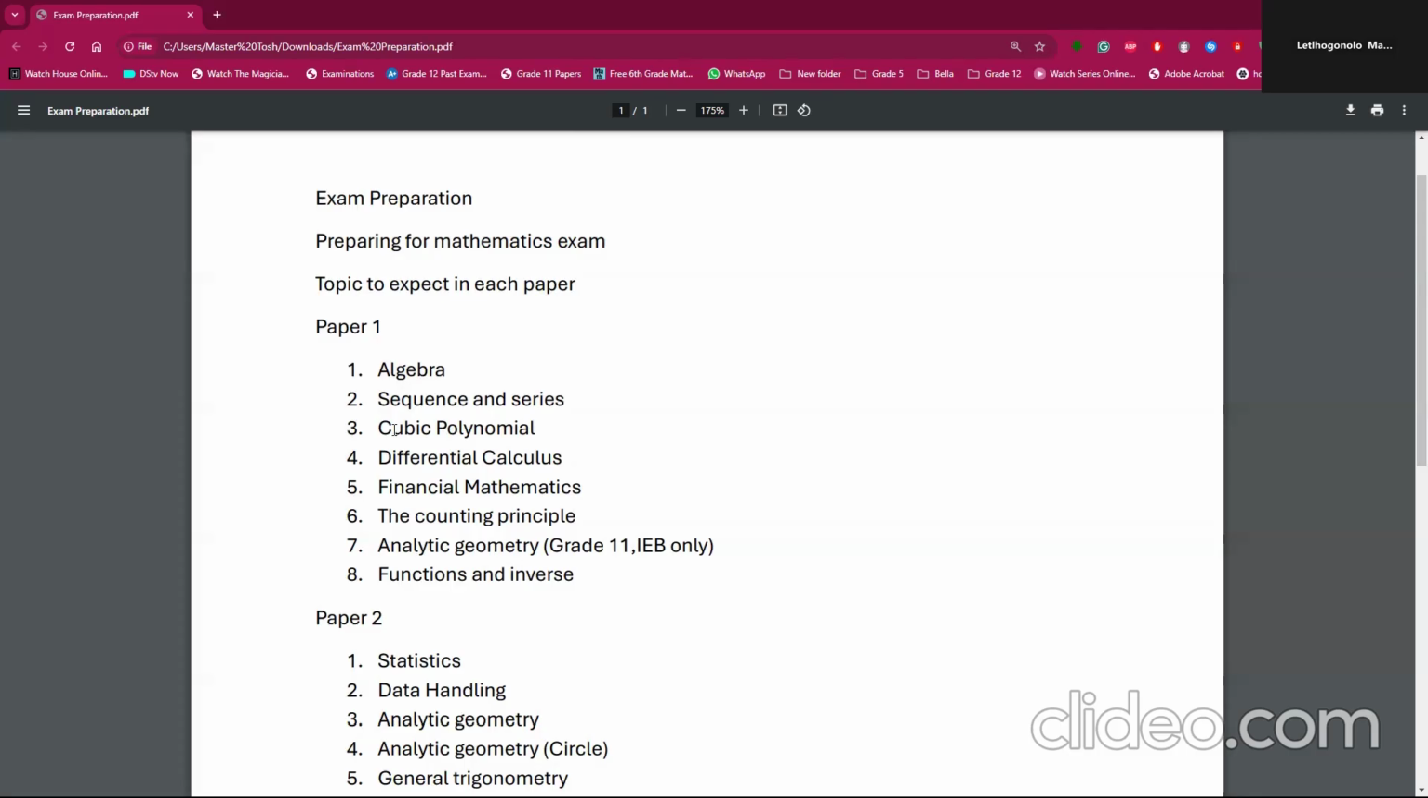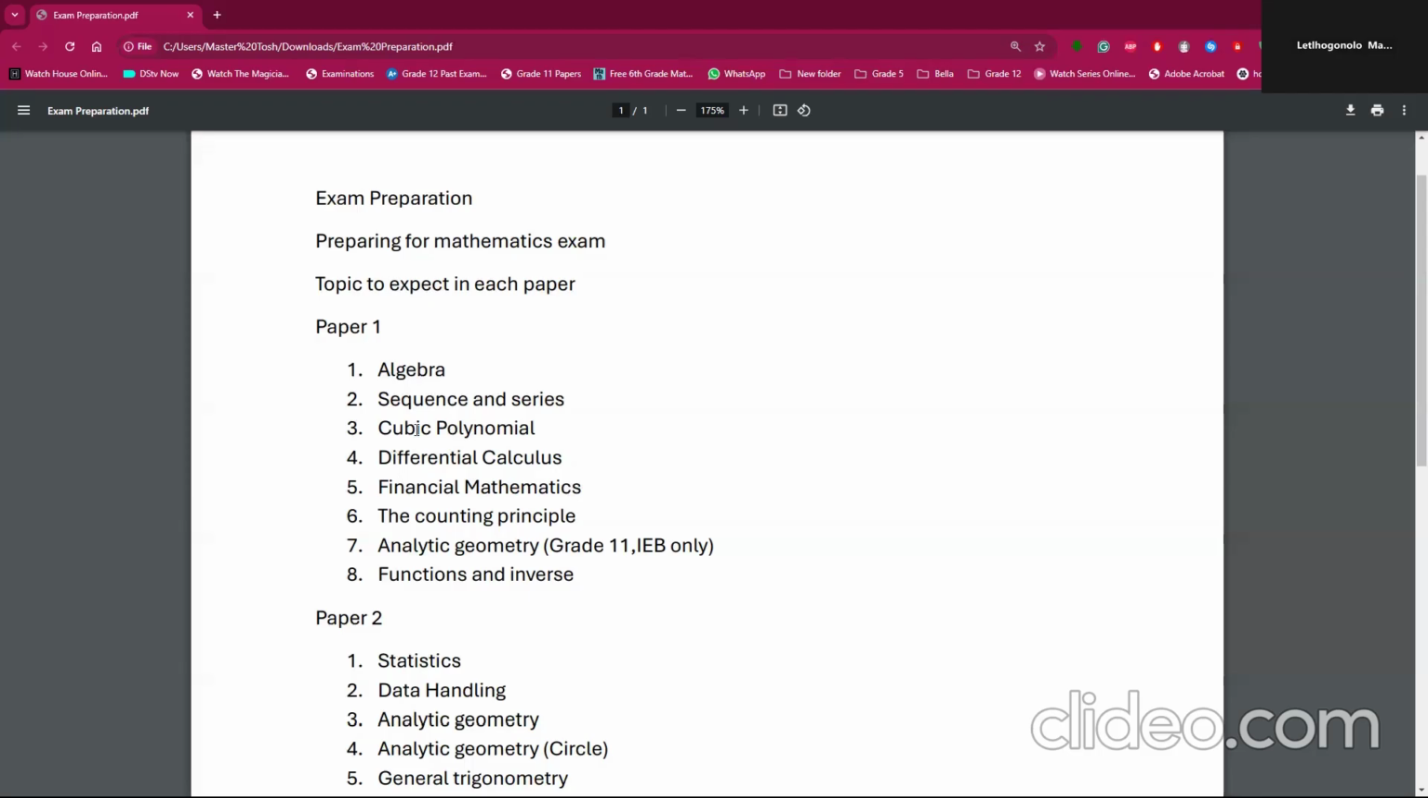We have your cubic polynomials. This is just being able to draw the graph, finding the x-intercept. It's like any other functions, finding the x-intercept, finding the y-intercept, and all of that. We have differential calculus, which looks at first how you find the derivative of a function using first principles, and then using the rules and understanding what each differential means.